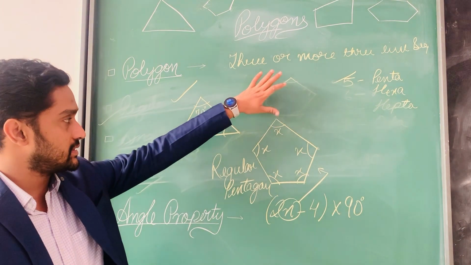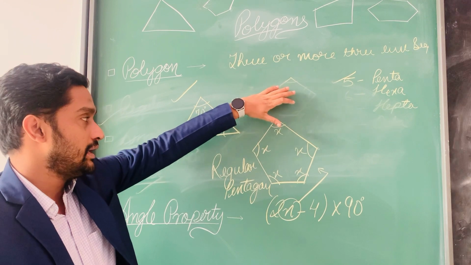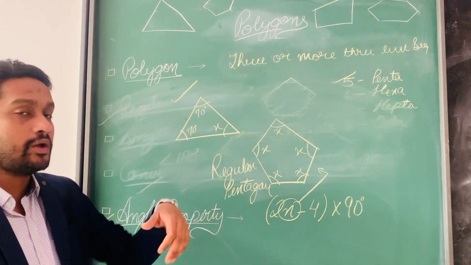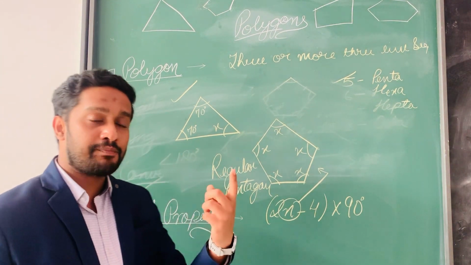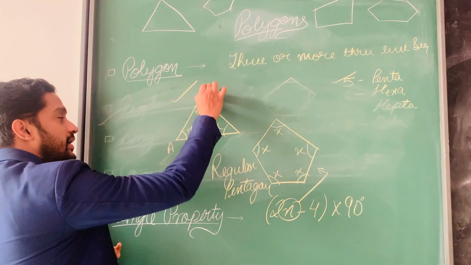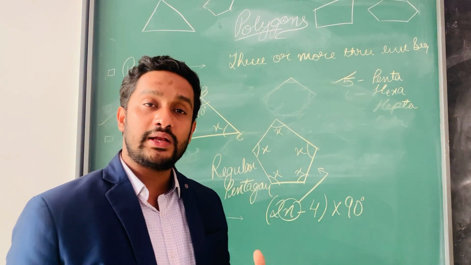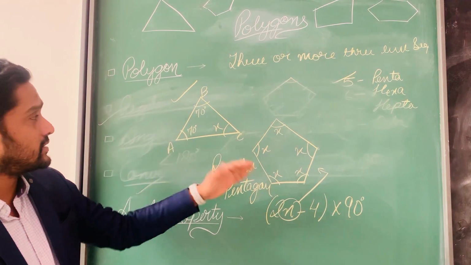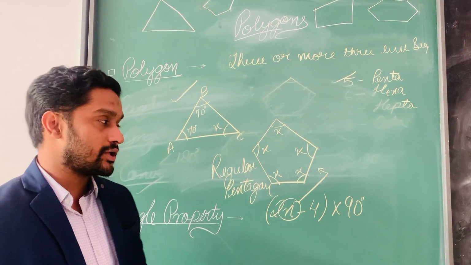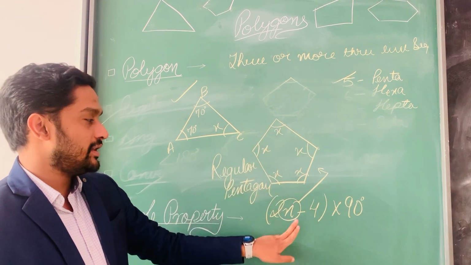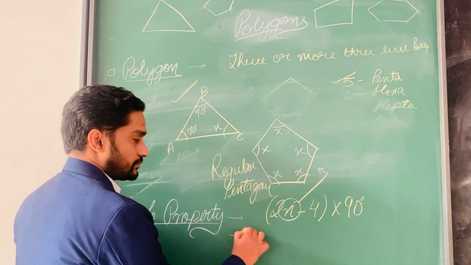Suppose the question is that we have a regular pentagon and we have to find each angle of the pentagon. In a triangle we know what we do: angle A plus angle B plus angle C equals the sum of all angles in a triangle, which is 180 degrees. In the same way we will do it in a pentagon, but for that we have to find the sum of all angles. So just by putting the number of sides in this formula, we will find the sum of all angles in a pentagon.